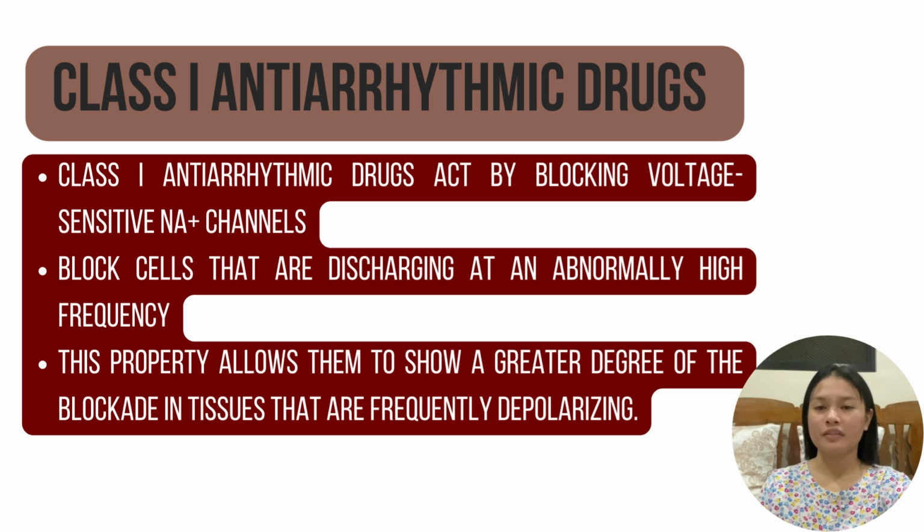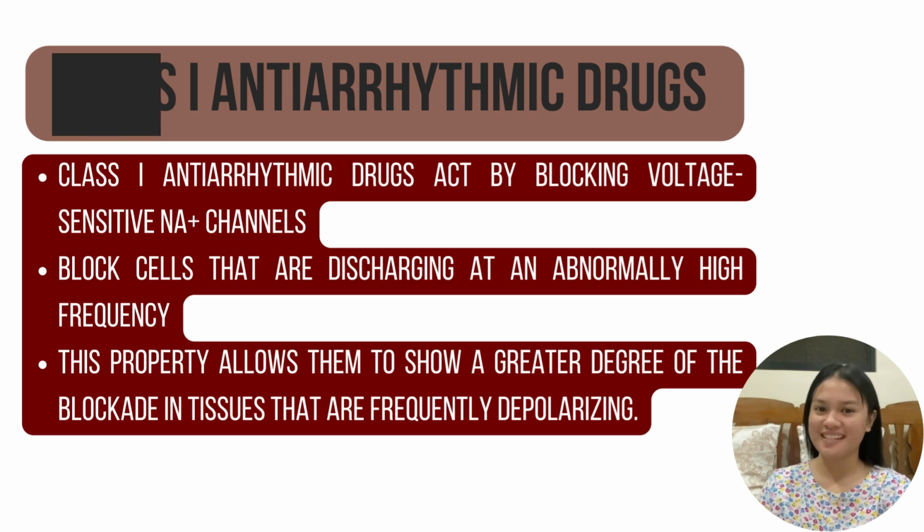The class 1 antiarrhythmic drugs act by blocking voltage-sensitive sodium channels. They bind more rapidly to open or inactivated sodium channels than to channels that are fully repolarized. The use of sodium channel blockers has declined due to their proarrhythmic effects, particularly in patients with reduced left ventricular function and atherosclerotic heart disease. Class 1 drugs block cells that are discharging at an abnormally high frequency without interfering with the normal beating of the heart. These drugs show a greater degree of blockade in tissues that are frequently depolarizing.